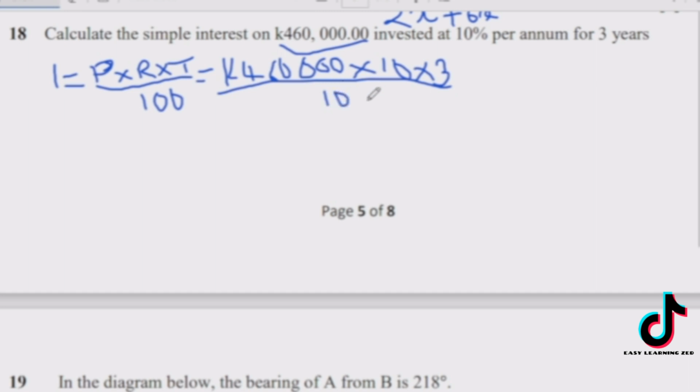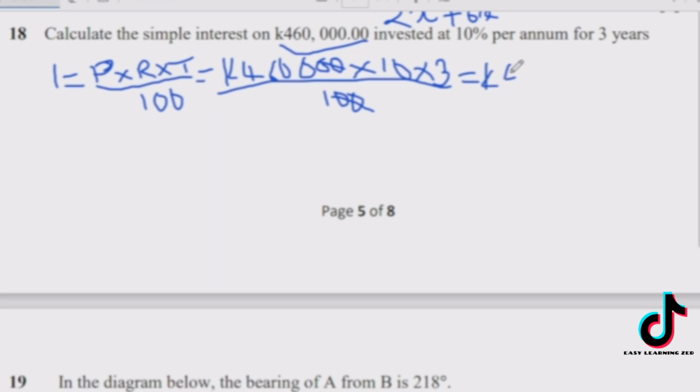So what we can do now is cancel these 2 zeros and these 2 zeros. Once we have done that, we can multiply. Now we can say 1 into 4,600 will give us 4,600. 4,600 times 10 will give us 46,000, which is 46,000 kwacha. I hope we are following.